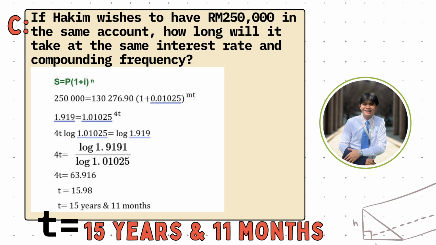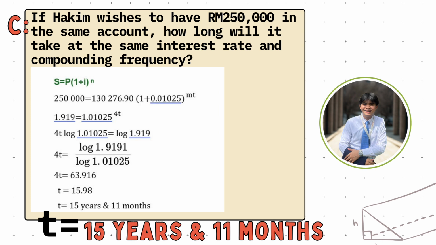For question C, Hakim wishes to have 250,000 ringgit in the same account. So we need to calculate how long it will take to achieve that. With the same interest rate, we use the compound formula S equals P(1 + i)^n. S is future value, P is initial value, 1 is 1, i is interest rate, and n is time. So we put the values into the formula: 250,000 equals 130,276.90 (1 + 0.01025)^(4t). Then we divide 250,000 by 130,276.90 and we will get 1.919, equals 1.01025 power of 4t.